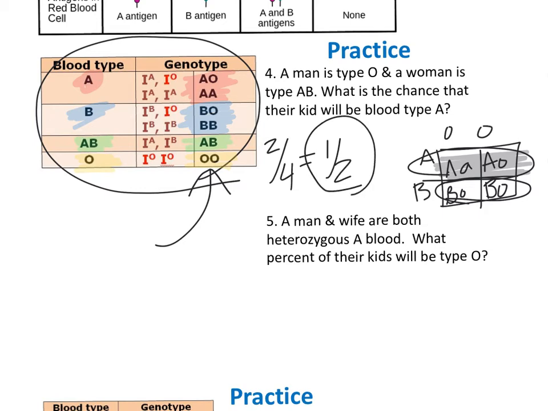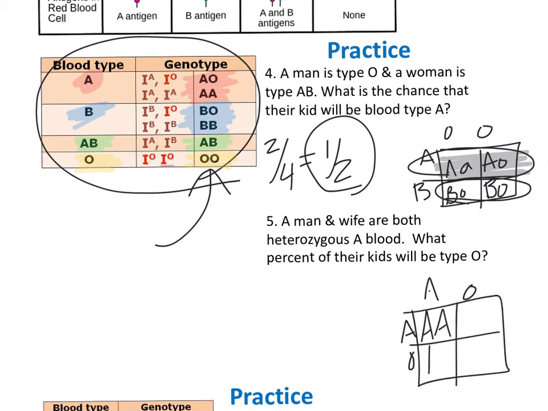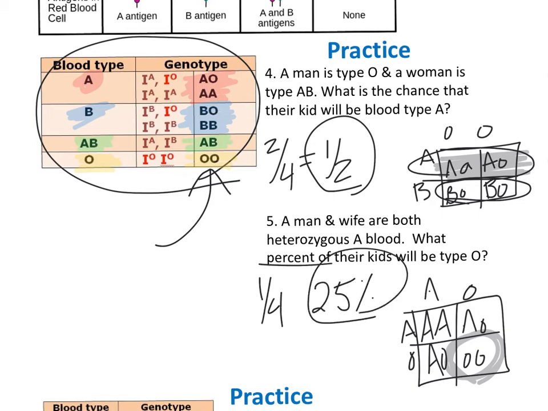Number 5, a man and a wife are both heterozygous A, so they are carrying that recessive O around. And what percent will be type O? I can see that I've got 1 out of 4 here that will be type O. This question, I guess, technically is asking me for a percent, so that would be 25%.